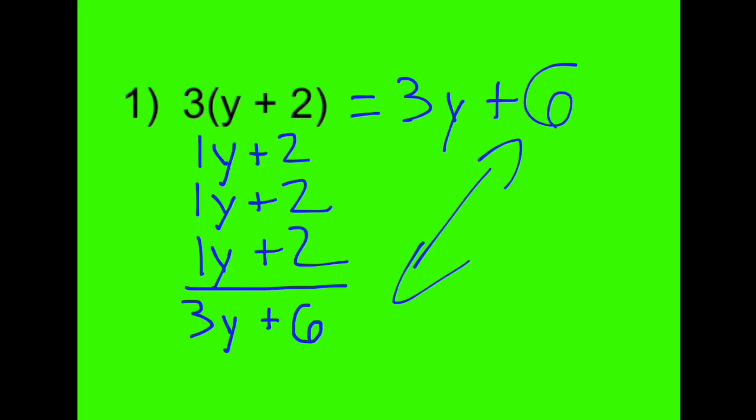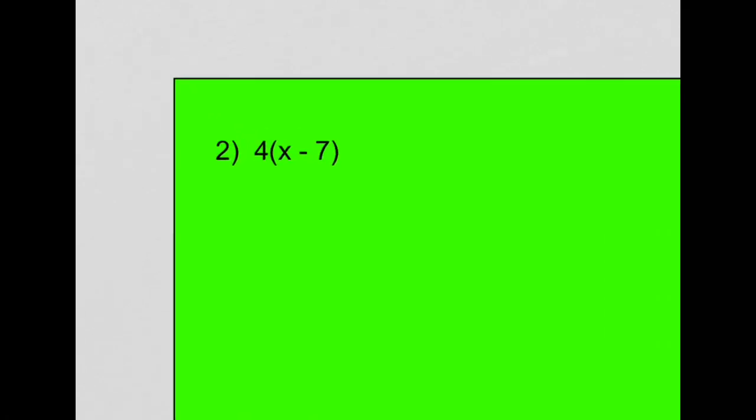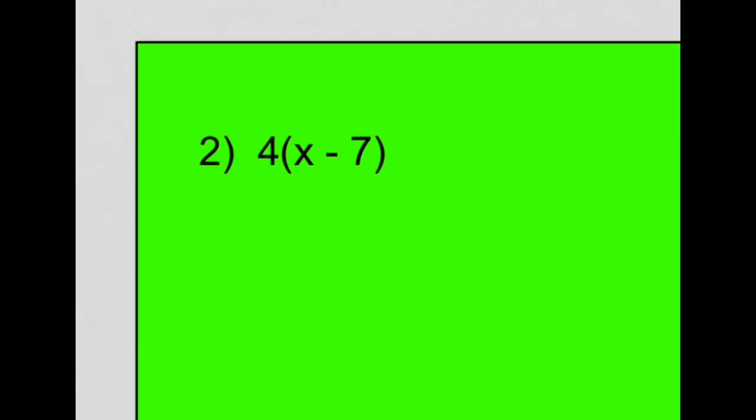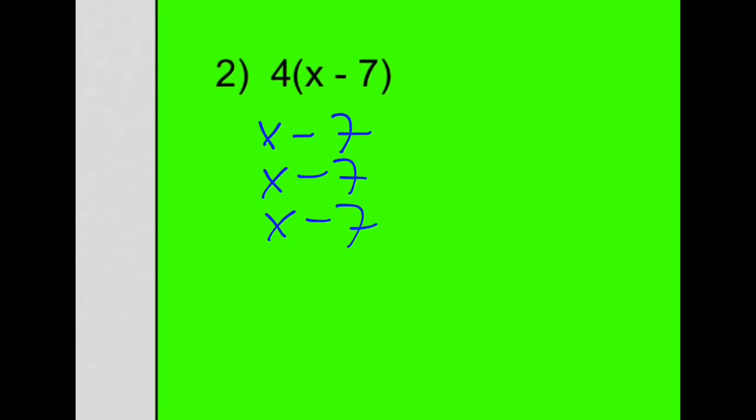All right, that's a basic question. Let's try another one. 4 groups of x minus 7, or 4 times x minus 7. Well, 4 groups of x minus 7, let's expand this out. That's going to be x minus 7, x minus 7, x minus 7, and x minus 7. And now we can use like terms to total up those expressions.